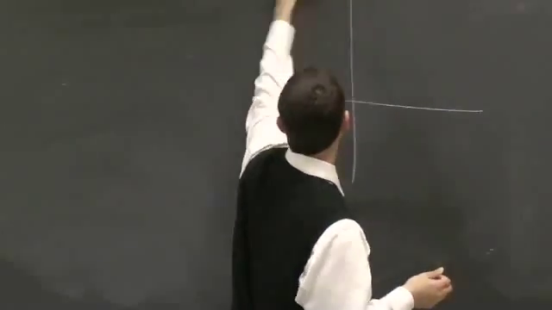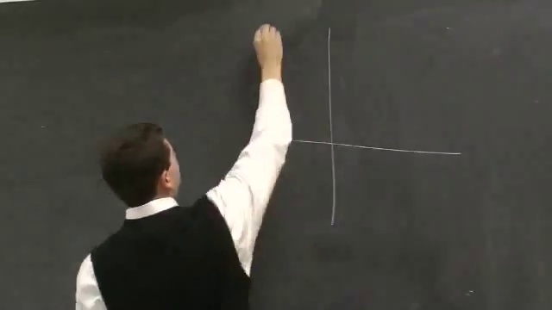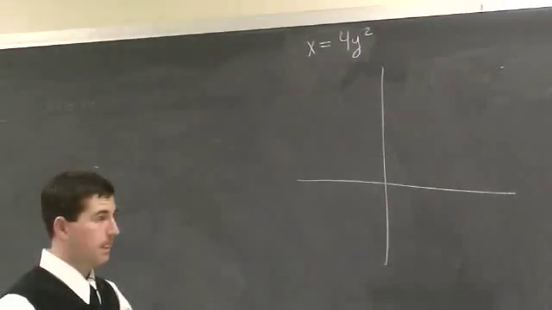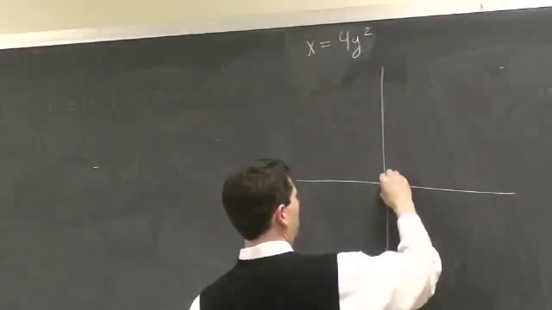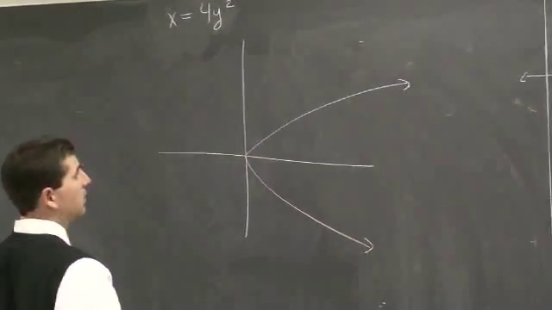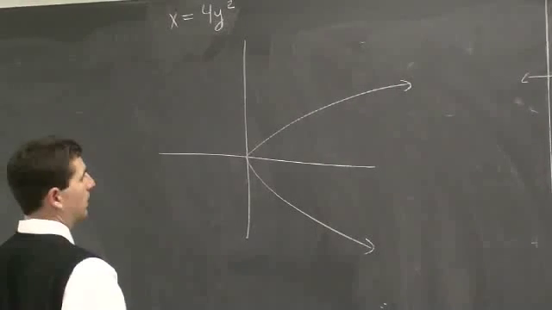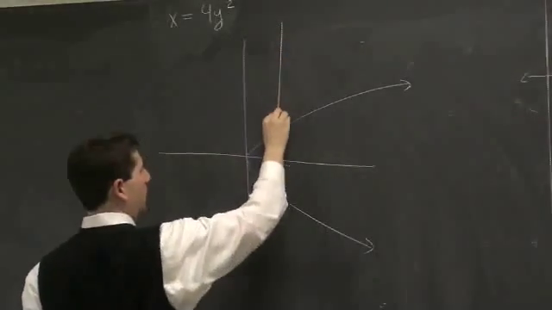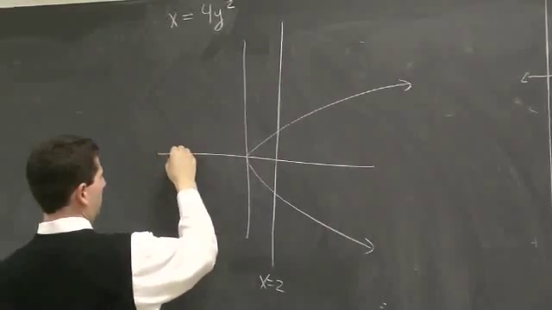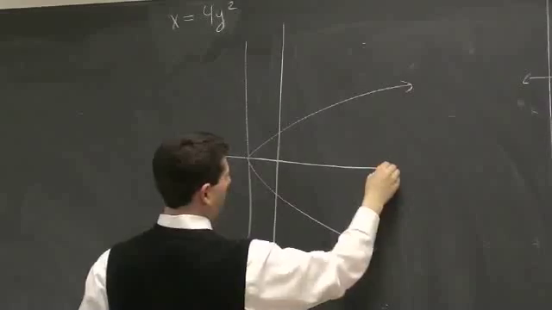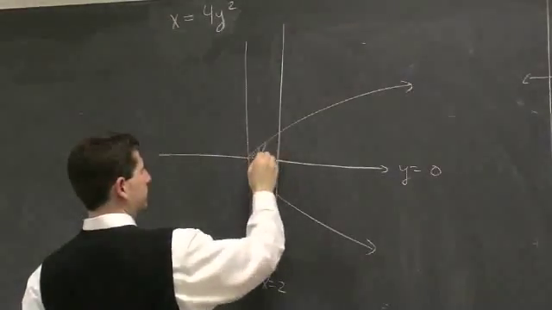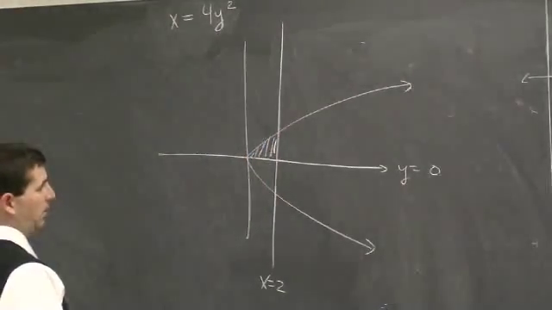Let's just turn around and make it 4y squared. So now our function is looking like this. And let's say we again put down x equals 2. And we'll go above the x-axis. So we get this bit here.